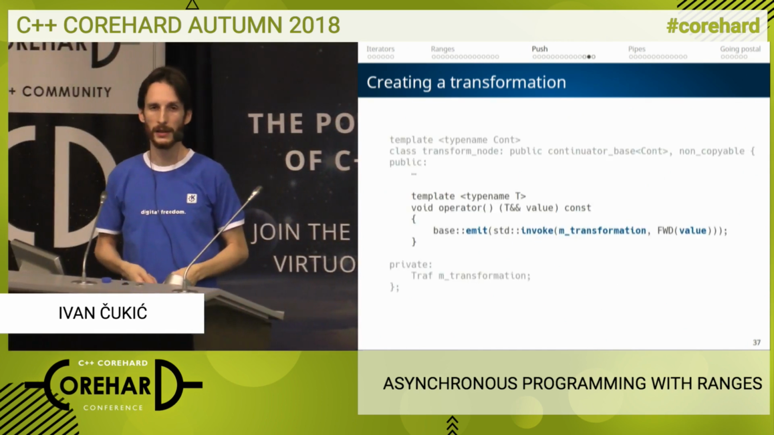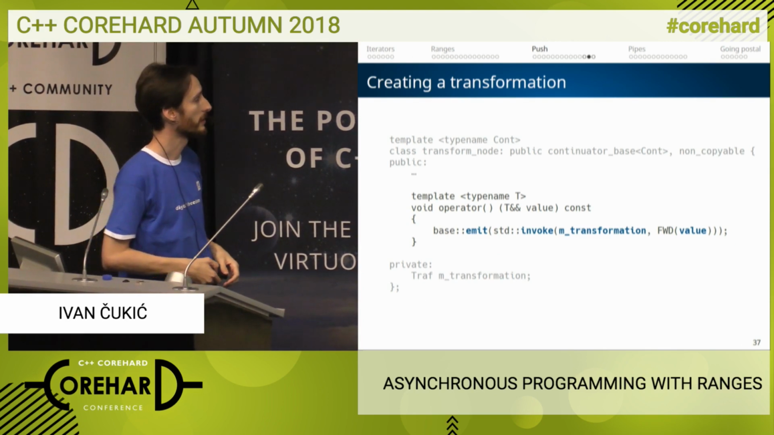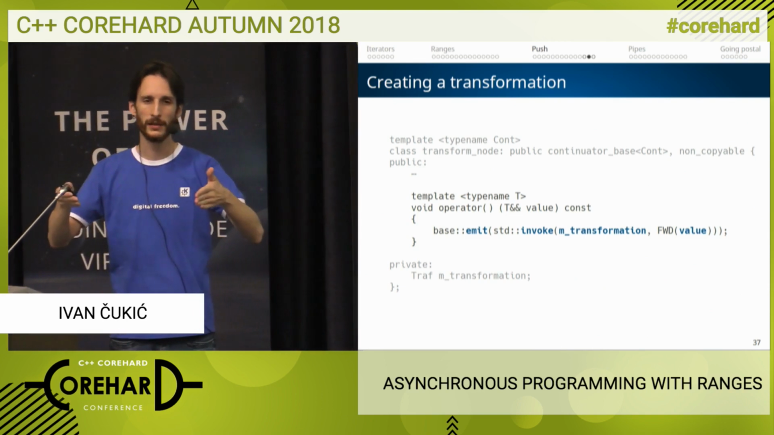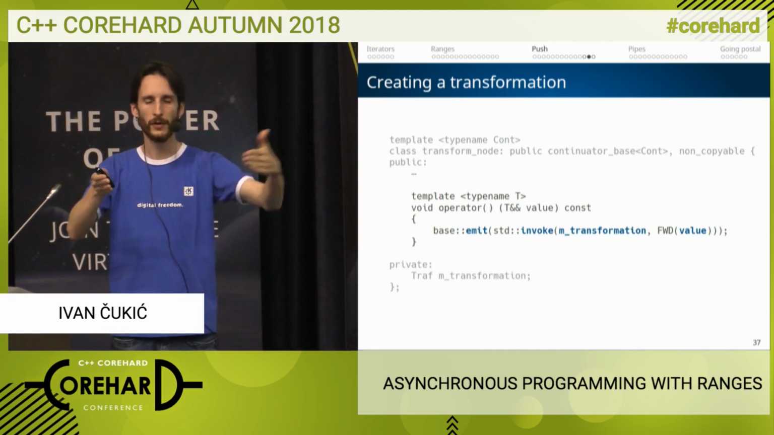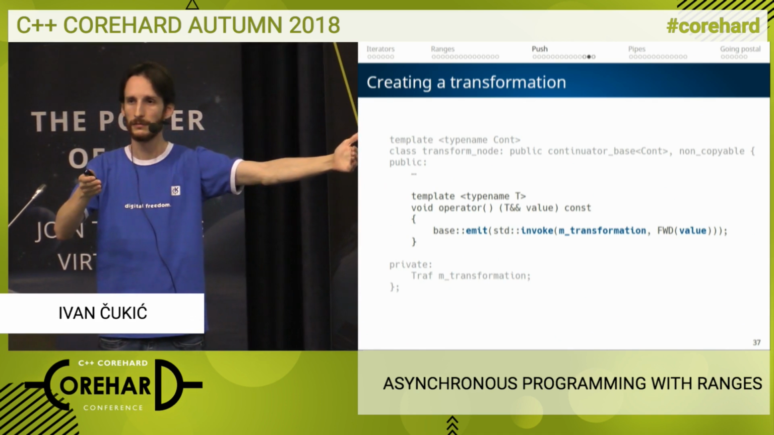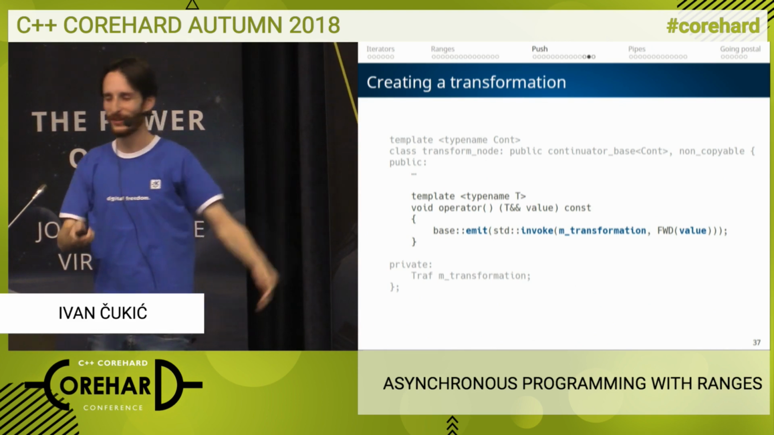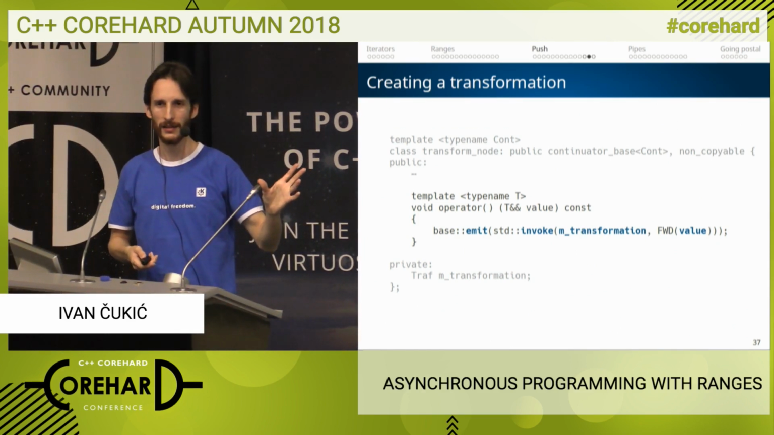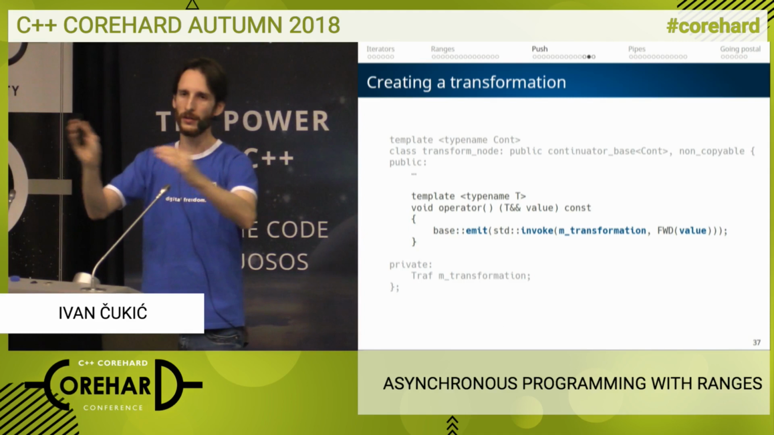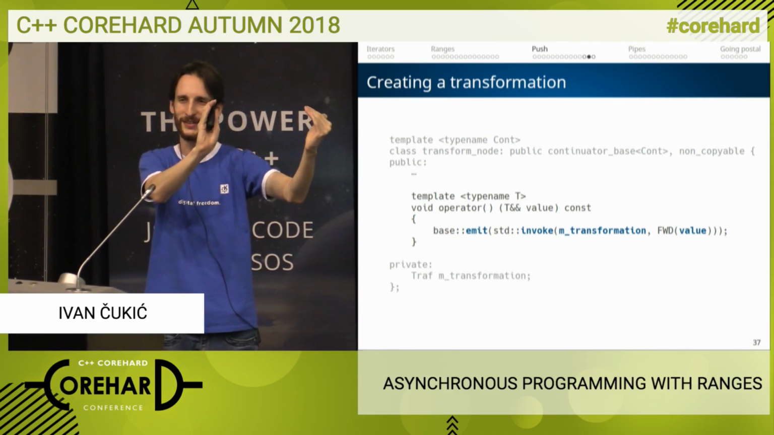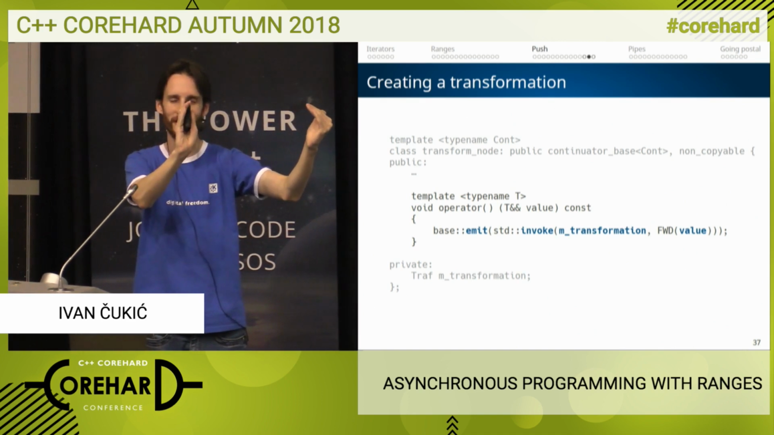And it's even simpler than the previous source that emitted values. We just need to emit whatever is returned by invoking the transformation on the input value. Trivial? Why not? So just imagine that it doesn't say std invoke. It says m transformation of value. std invoke is just an ugly syntax to do the same with more generality.